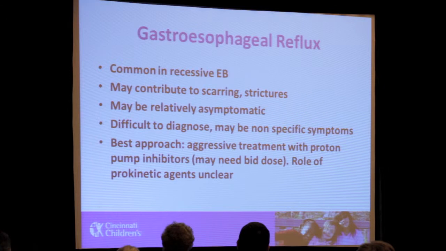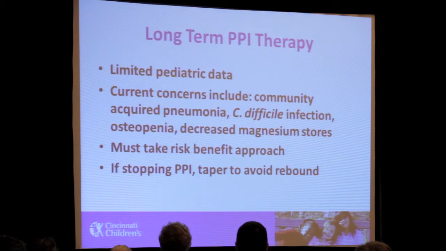The best approach, we think, is aggressive treatment with proton pump inhibitors. That's the Nexium, Protonix, Prevacid, Prilosec, and their generic components. You may need a twice-a-day dose. The role of prokinetic agents such as erythromycin, metoclopramide, and for those from the United Kingdom, domperidone, is unclear whether it is of any benefit.